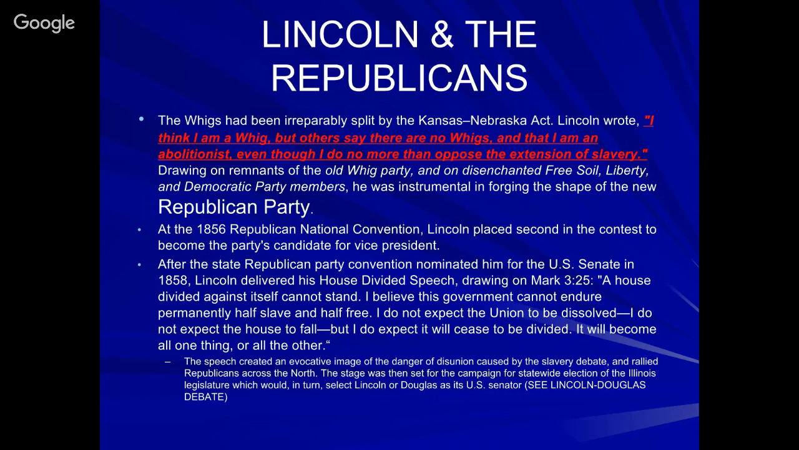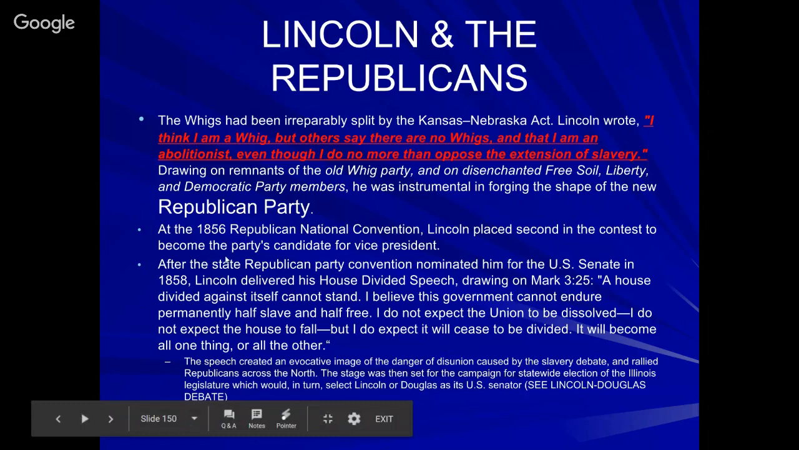And you can see even here in the quote in red, he says that he really didn't know what he was. He said, "I think I am a Whig, but others say there are no Whigs. And people say I'm an abolitionist. And even though I'm not really one," he says, "if anything, I'm against slavery in the territories." At the 1856 Republican National Convention, he contested to become the party's candidate for vice president.